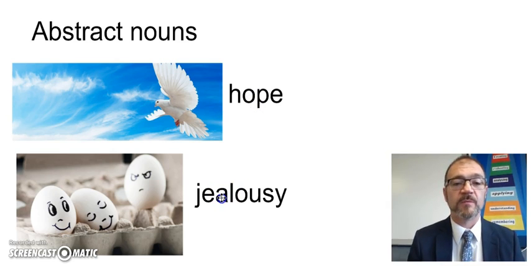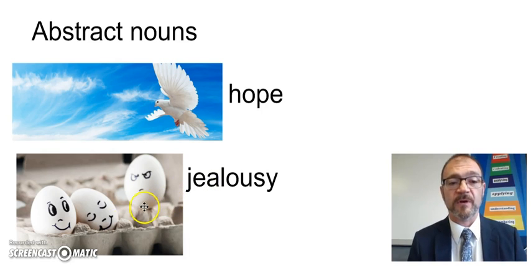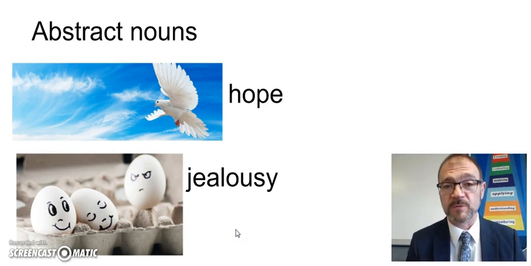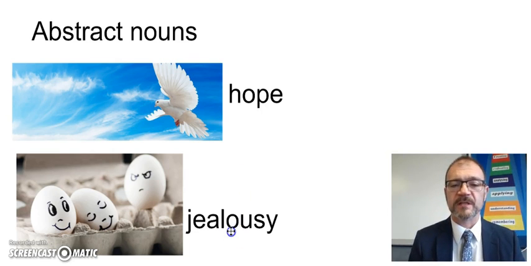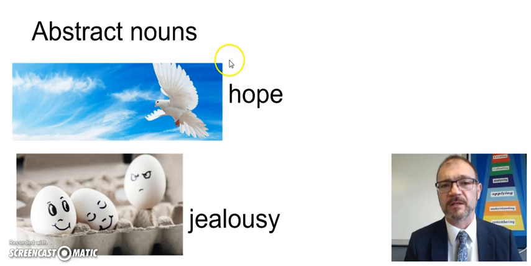And jealousy. When you look up jealousy on the internet, this is the sort of thing that you find. Little faces expressing things, because you can only imagine that emotion when you think about the characters that experience it. So jealousy is an abstract noun, and so is hope, because they're feelings that exist in our minds, but they don't exist in a tangible way. You can't detect them with your senses.